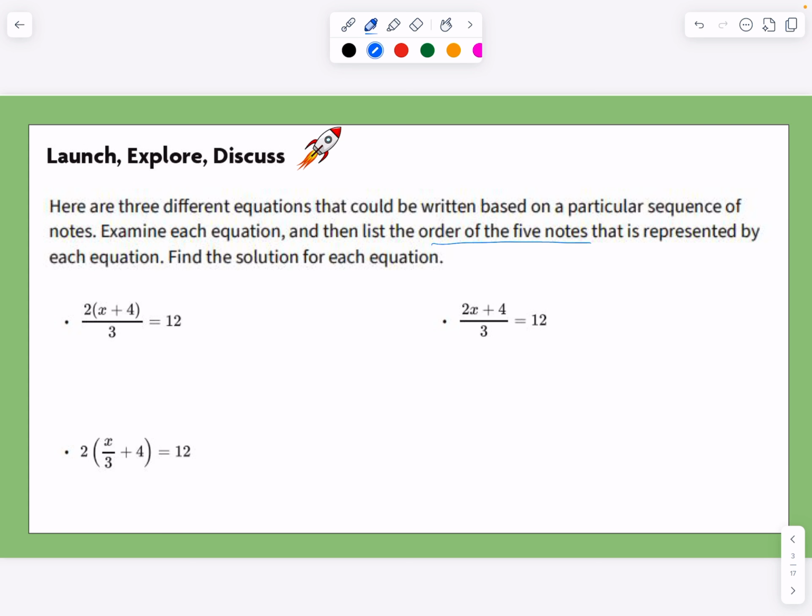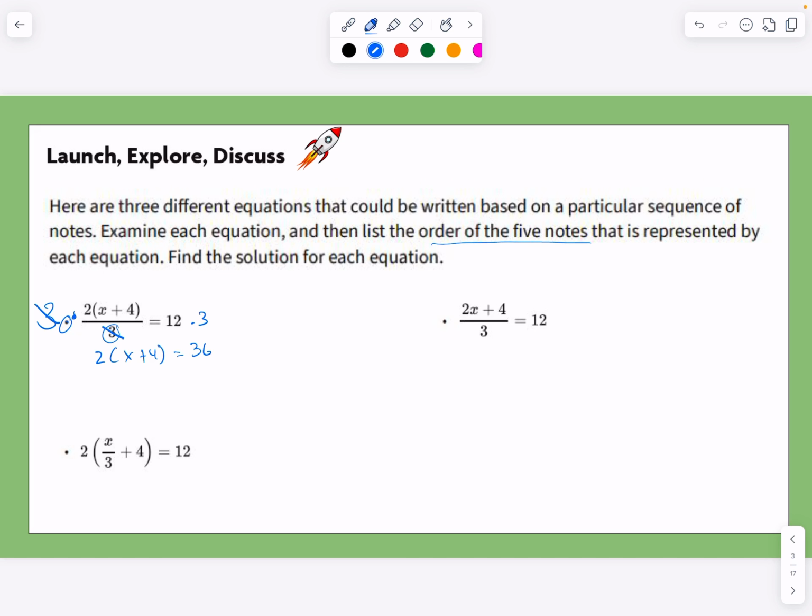Really what we're talking about here is 3 different ways of solving something, and the way it's set up, there'll be a different way of approaching it. In this first one, for example, what I'm going to do first is multiply both sides by 3 in order to get this 3 to leave the denominator. In doing that, this reduces down, and I'm left with 2 times x plus 4 equals 12 times 3, which is 36.